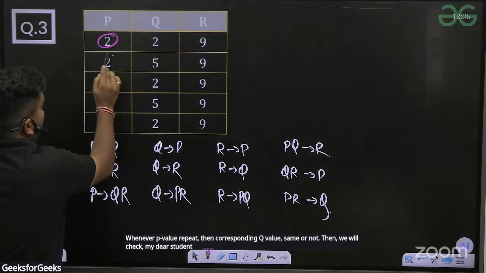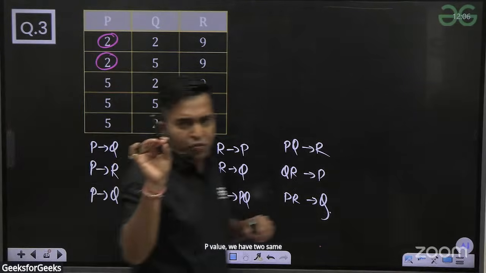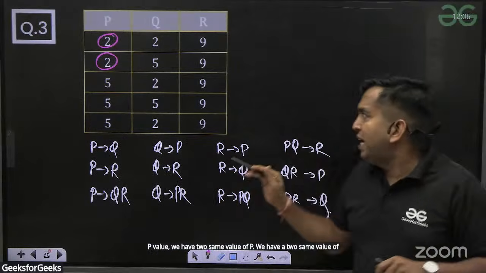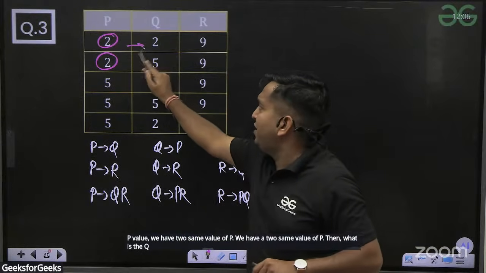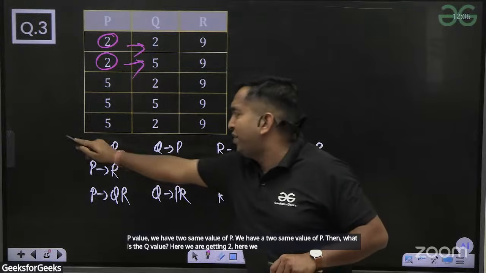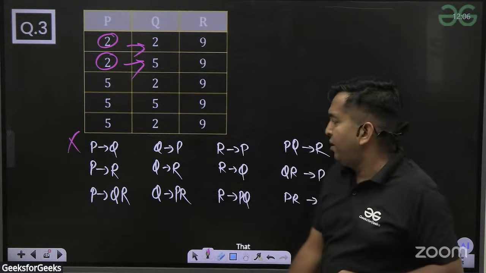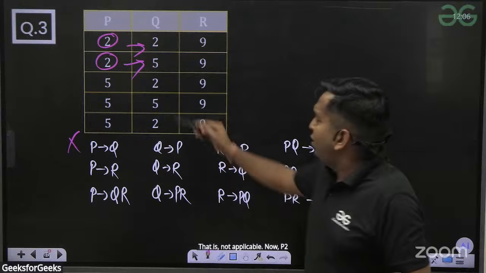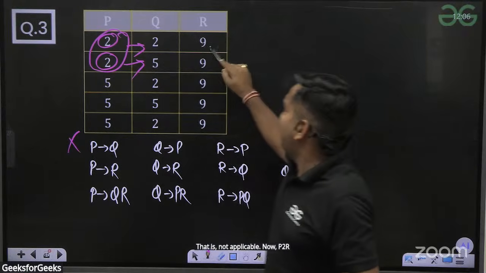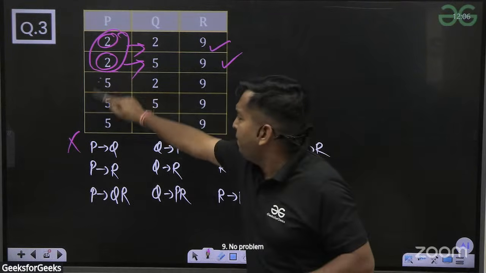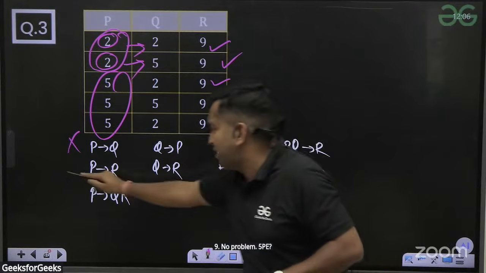Then we will check, my dear student. For P we have two same values of P. Then what is the Q value? Here we are getting 2, here we are getting 5. That is not applicable. Now P2R. What comes at 2? 9. No problem. At 5, 9. No problem. This is valid.